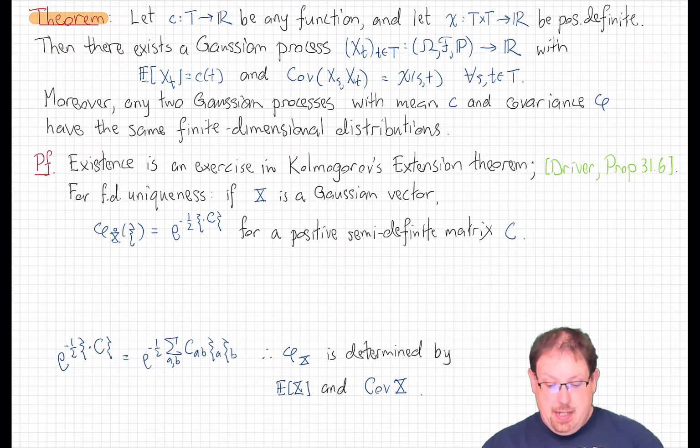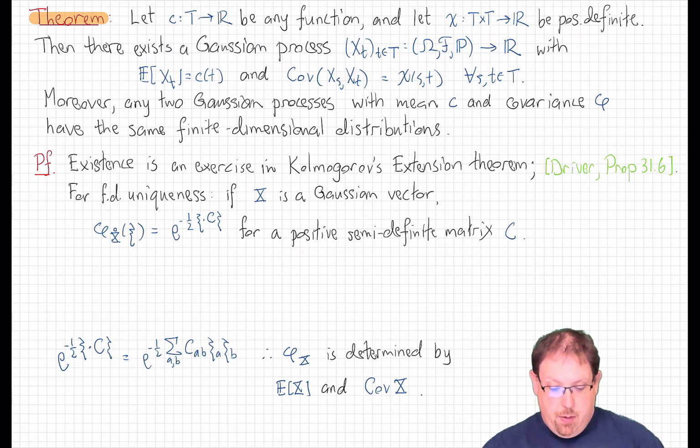We're going to skip the existence part of this proof. It's very similar to the existence proof for Markov processes with a given transition kernel. That is, it's just an application of the Kolmogorov extension theorem, and I'll refer you to the relevant section in Driver's notes if you want to see all of the details. For our purposes, we're much more interested in the uniqueness statement.